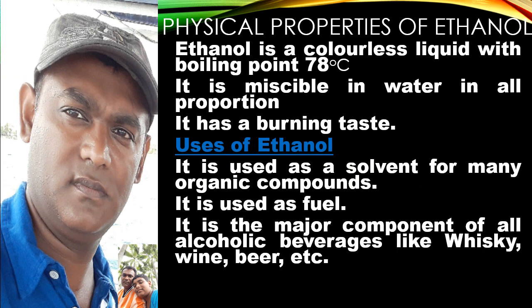The physical properties of ethanol. Ethanol is a colorless liquid with boiling point 78 degrees Celsius. It is miscible in water in all proportion. It has a burning taste. Uses of ethanol. It is used as a solvent for many organic compounds. It is used as fuel also. It is a major component of all alcoholic beverages like whiskey, wine, beer, etc.